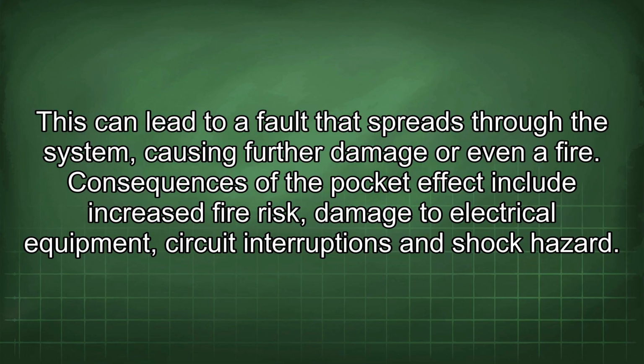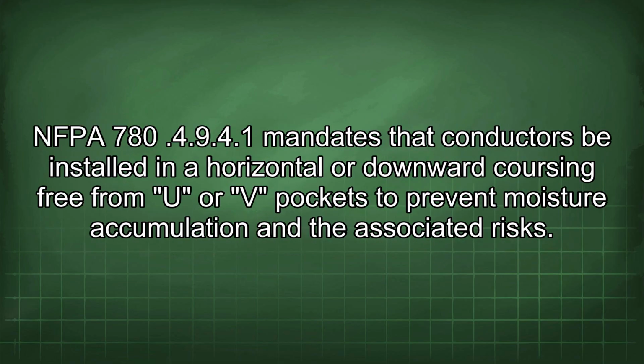Consequences of the pocket effect include increased fire risk, damage to electrical equipment, circuit interruptions, and shock hazard. NFPA 784.9 mandates that conductors be installed in a horizontal or downward coursing free from U or V pockets to prevent moisture accumulation and the associated risks.